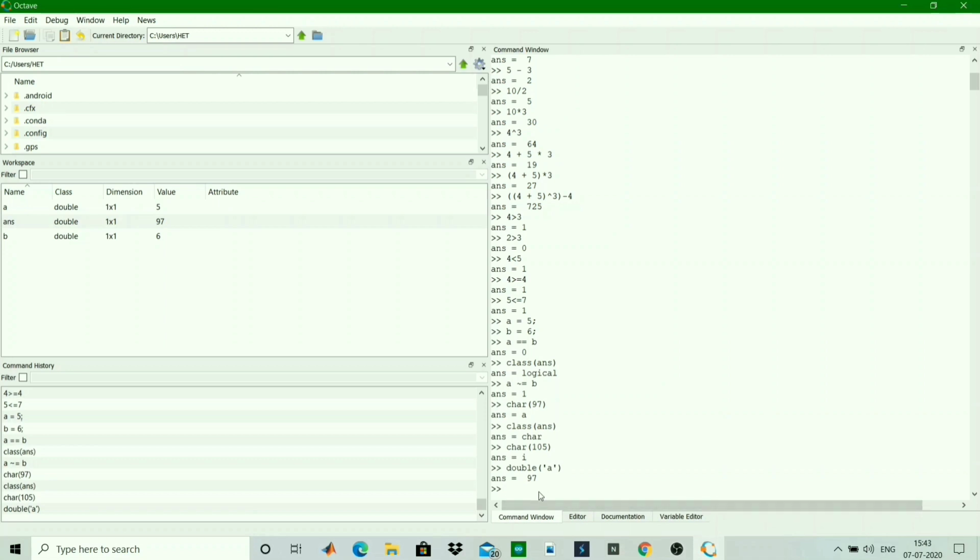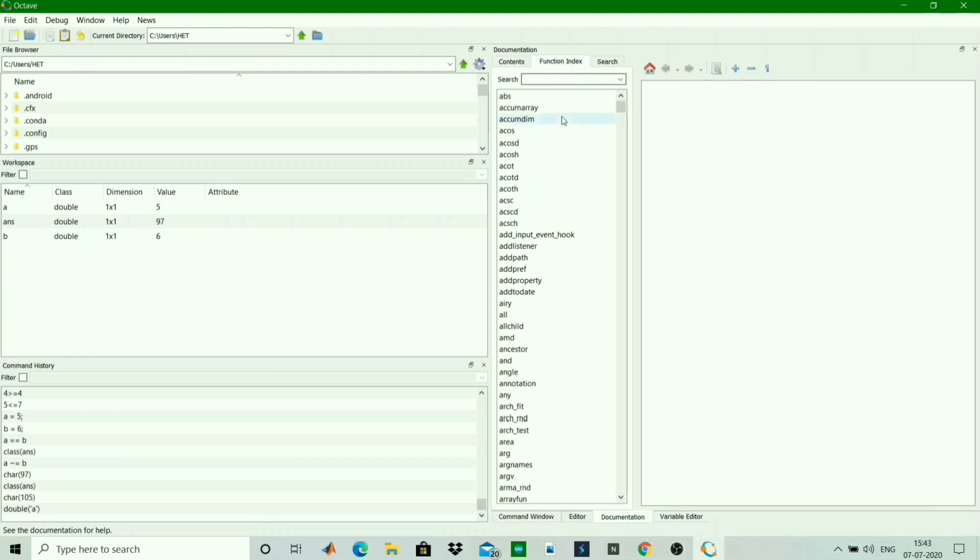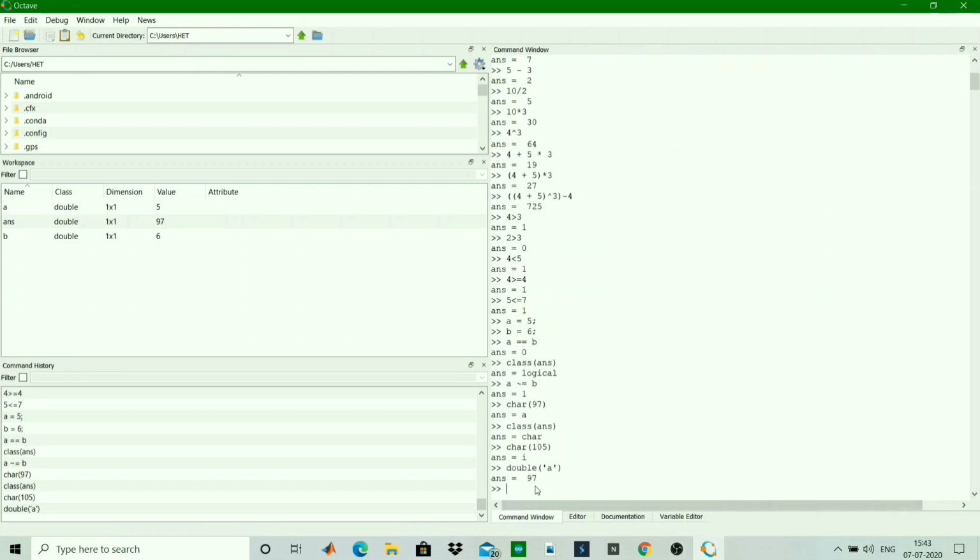Now there might be a fair amount of chance that you would need some of the inbuilt functions to be used. But how can you know where the functions are? In Octave, it has been made simple by the documentation section. You can click on it, go to function index and type any function you want. But for our case, we'll be using a limited amount of built-in functions because not all would be that useful for us, but few may be of significant importance.